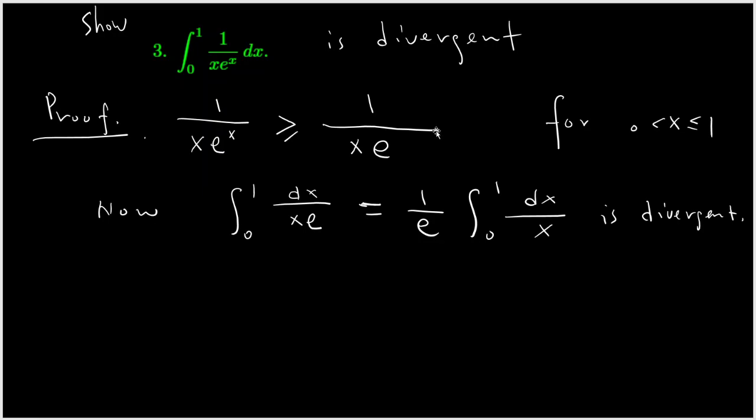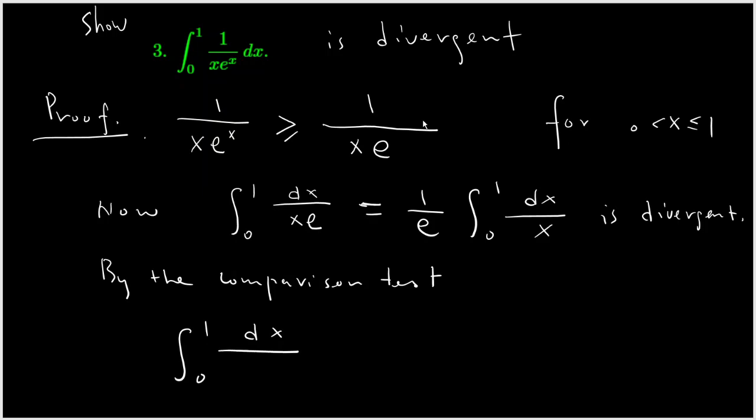Now the integral of the smaller function is divergent, right? On the interval from 0 to 1, of course. That's an improper integral. So the integral of the bigger function is also divergent, again by the comparison test.